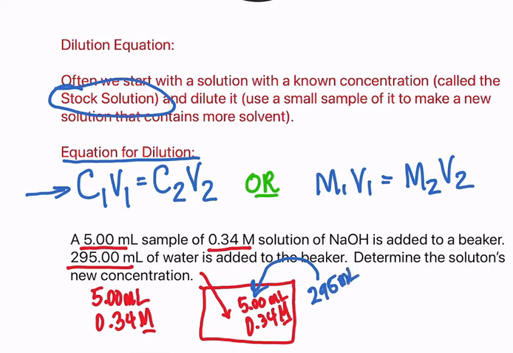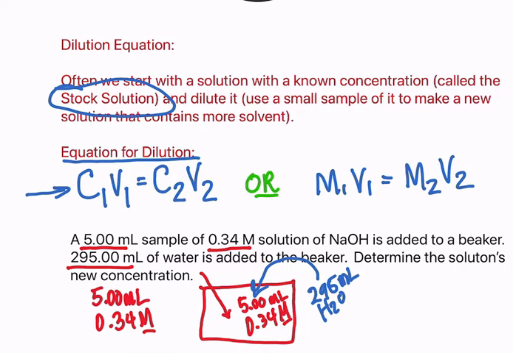295 milliliters of water. Now, if this solution was a color, let's say in actuality it's clear, but let's say it was maybe green. When I add those 5 mils of 0.34 molar solution in there, it's going to be a fairly darker green in color. It's not going to be a large volume. But when I add the water, that's going to dilute my sample and make it less green. It's still going to be green, but it's going to be much lighter in color.